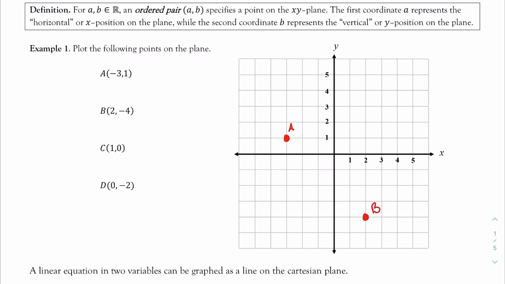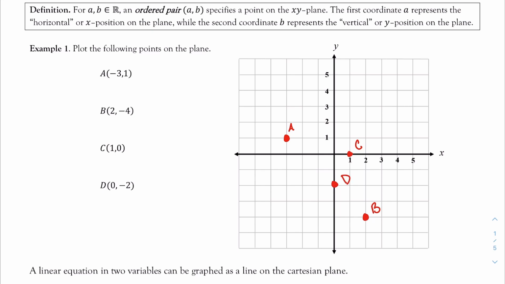For C, we have 1, 0. Again, this means 1 in the right direction and 0 up and down. So in fact, I just have this point right here. And then for D, 0, -2, this means 0 left and right, and -2 in my vertical direction, or in this case, 2 down. So I have my 4th point.